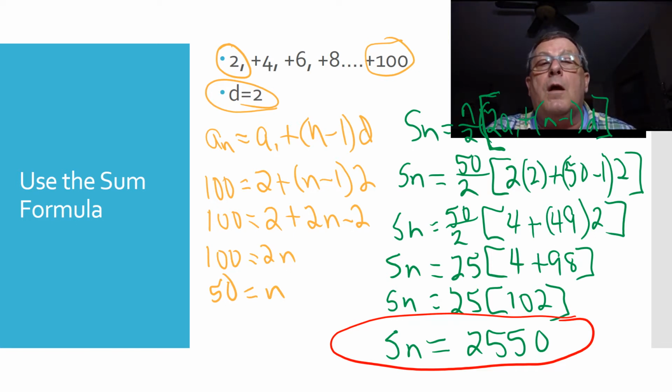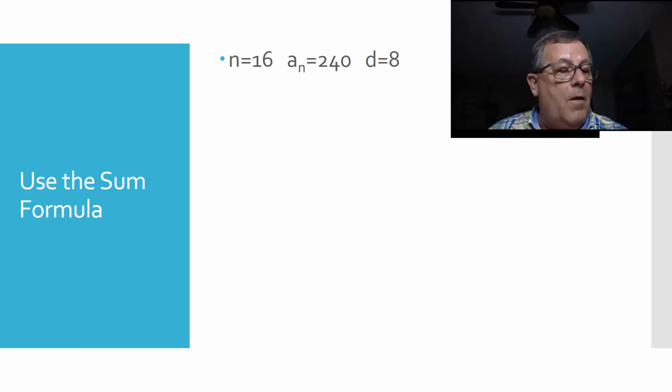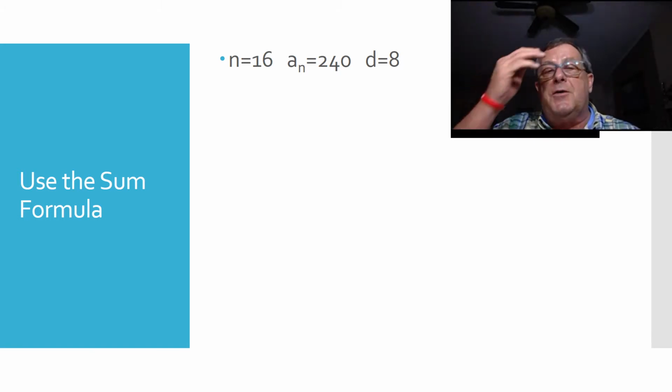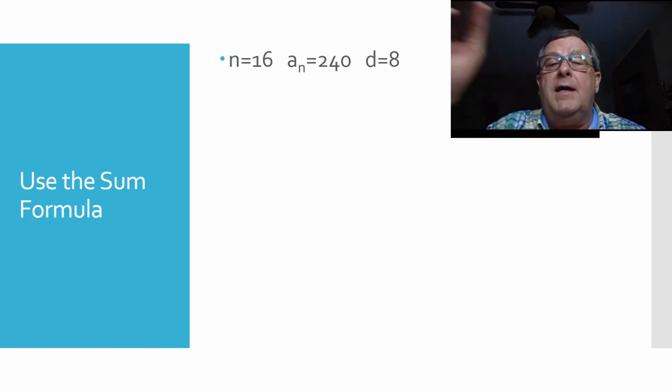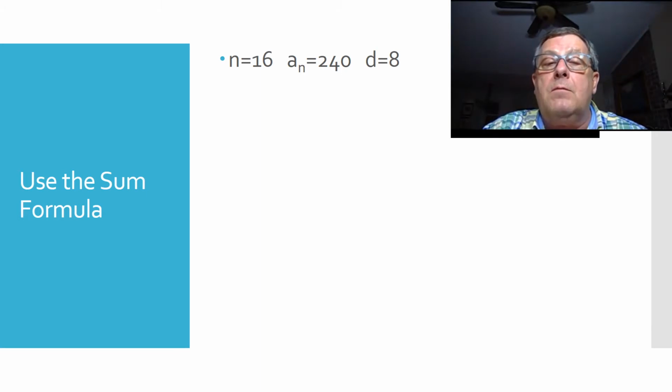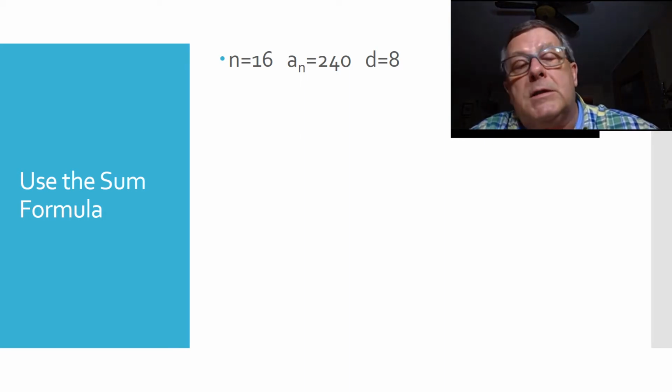How about we do one more? Doesn't matter if you want to or not. We're going to do it. All right, well, once again, we're asked to find the sum of an arithmetic series. And we've been given a little data here. We've been told that n is equal to 16, and that an is equal to 240, and d is equal to 8. There is something we don't know that we're going to need to know to plug into our sum formula, and that is a1. So let's go.